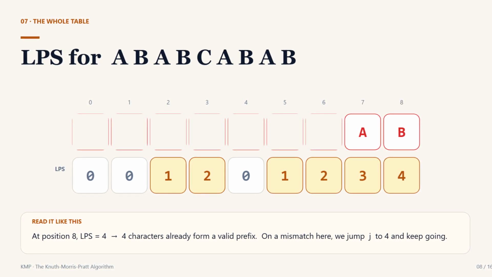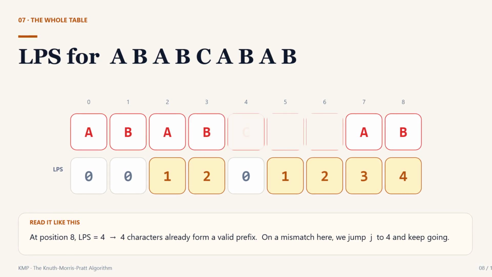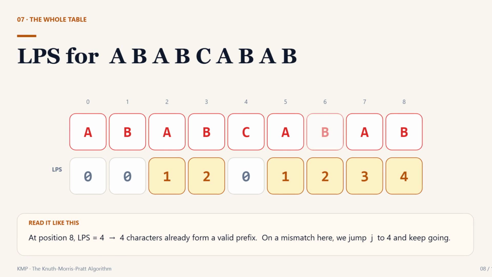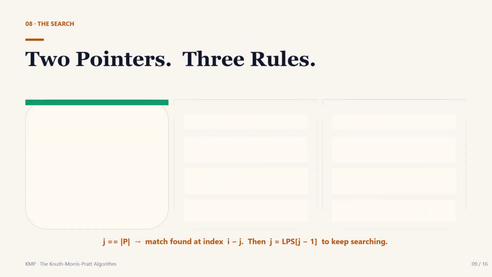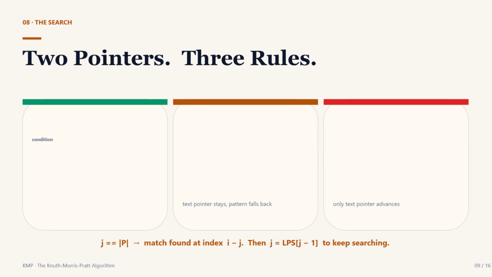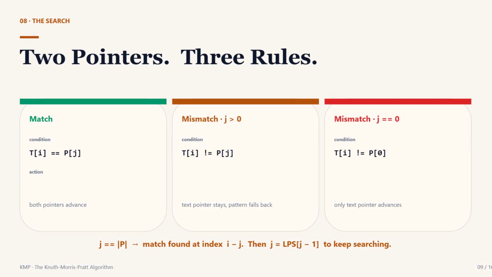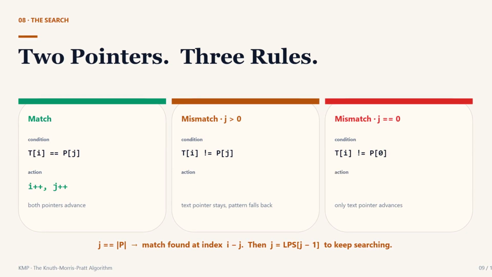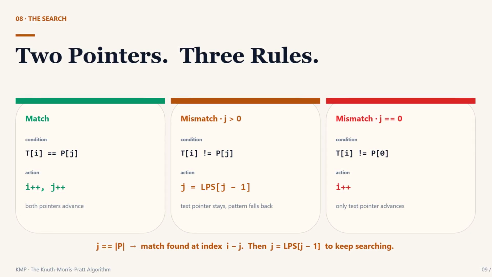This is our cheat sheet. It says at position 8, 4 characters already form a valid prefix. So if we mismatch here, we do not have to recheck those 4. Now the search phase. We walk the text with pointer i and the pattern with pointer j. On a match, both move forward. On a mismatch, only j moves, and it jumps back to LPS of j minus 1. The text pointer i never rewinds.